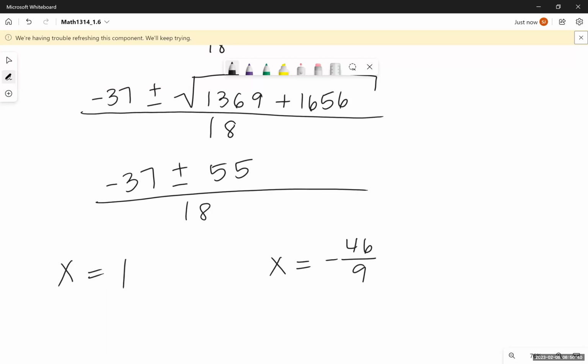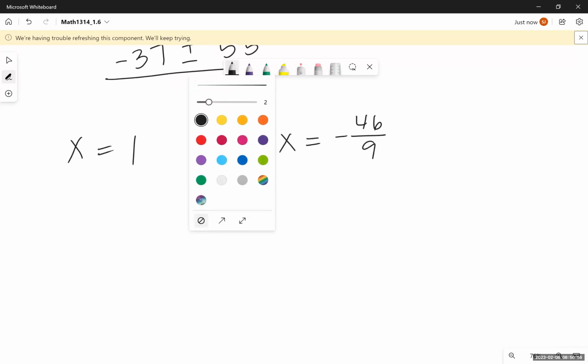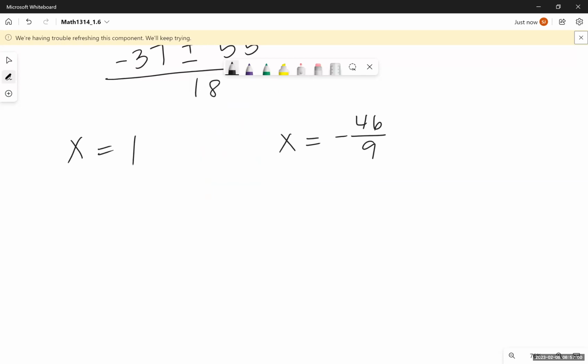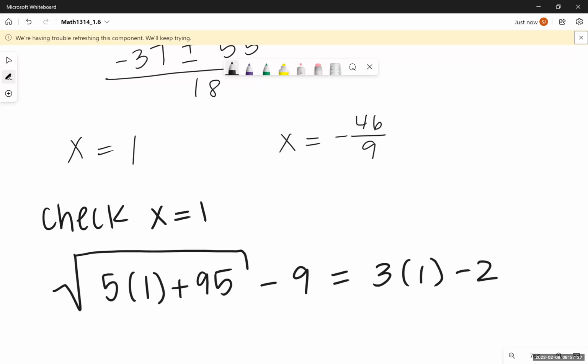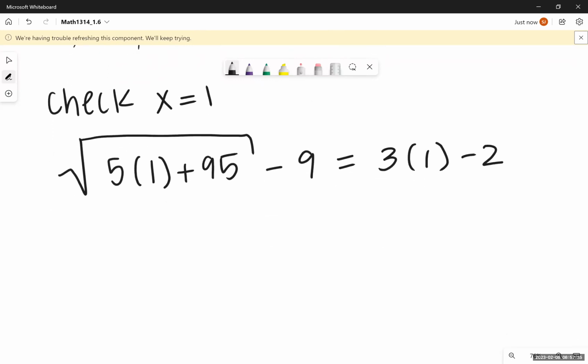Now, because I got 2 answers in these radical ones, they'll tell you to be sure to check your solutions, because not both of them will always be the answer. Both could be, neither could be, or just one can be. What it means by check your answer is: the original problem was the square root of 5 times 1 plus 95, all underneath the square root, minus 9 equals 3 times 1 minus 2. So 3 times 1 minus 2 is just 1, and both sides should equal it.